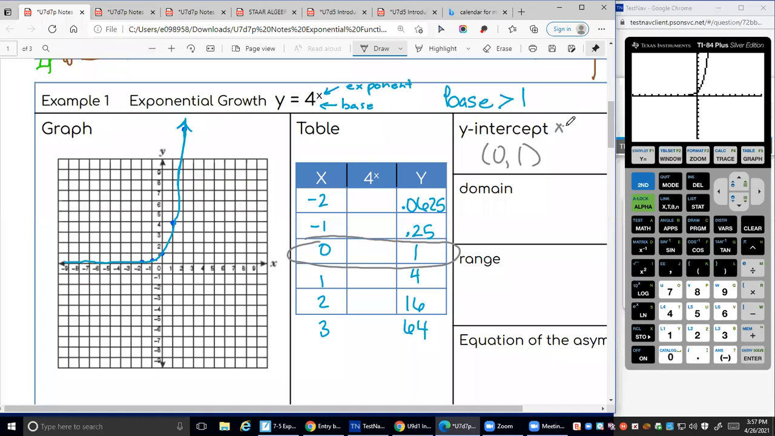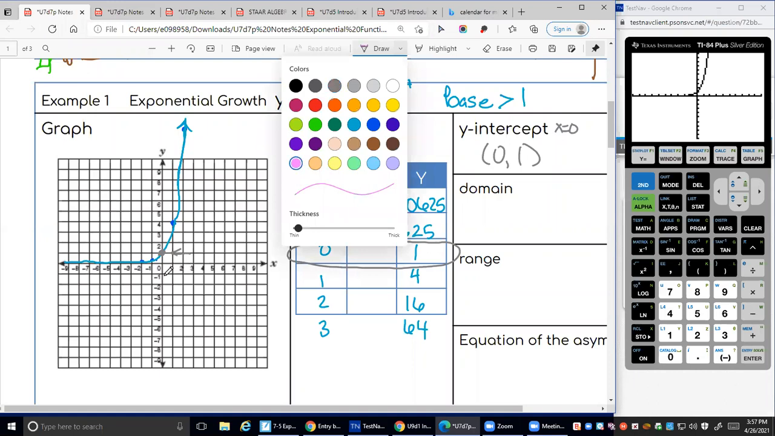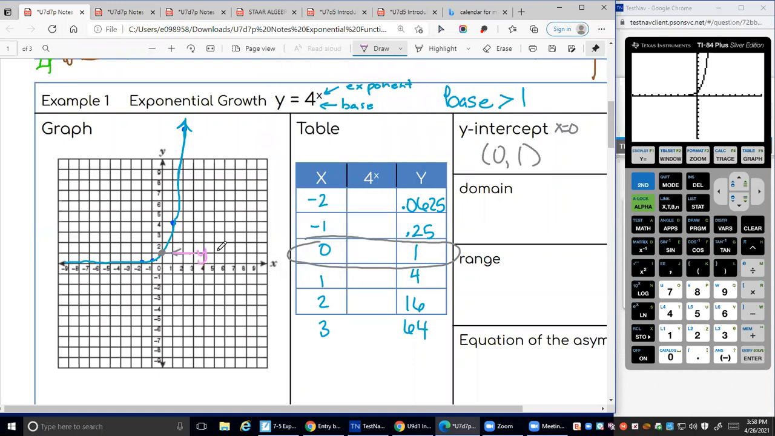Whenever x is equal to 0, that's your y-intercept. You need to memorize that, okay? And this right here is your coordinate point. And of course, this right here is what it looks like. It's where it actually touches the y-axis. That is your y-intercept. I don't know if you can see my writing very well, but there you go. That's the y-intercept, boys and girls, all right?